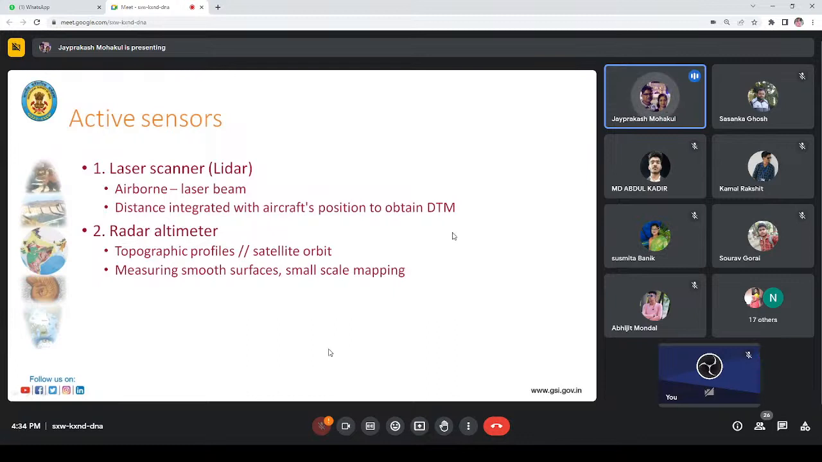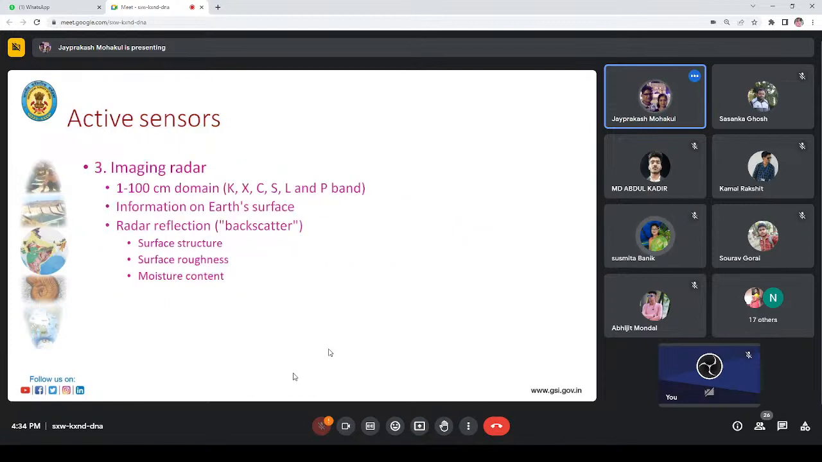Other thing is, if you have a satellite, you can send a microwave, because a laser beam won't reach this far. You have to send a microwave signal or radar, it comes, touches the ground and goes back. So that is what radar altimetry is about. One of the best examples of radar altimetry is the Shuttle Radar Topography Mission. All of you have heard of SRTM?